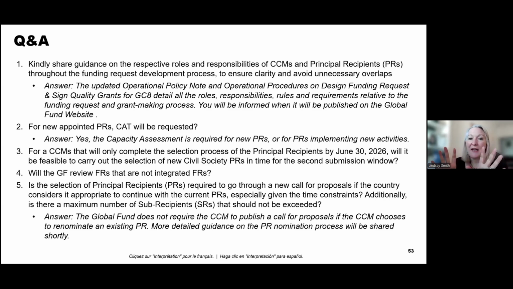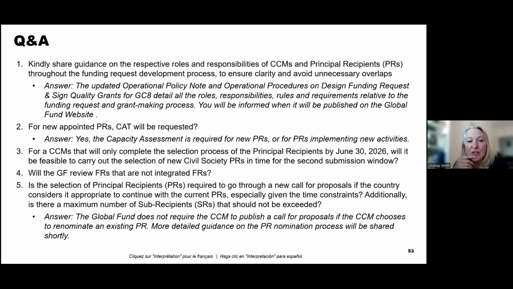Okay, so the selection of principal recipients is important to do as early as you can, especially if you want to use the grant ready submission pathway. If you are planning on using the classic funding request submission pathway, the nomination of the principal recipient normally happens by the time that the funding request is submitted, and that is submitted on, for window 2, the 27th of July. If you want to do the grant ready submission pathway, and you only will be able to nominate your principal recipients by the end of June, that will be too late to do the grant ready submission pathway for window 2.